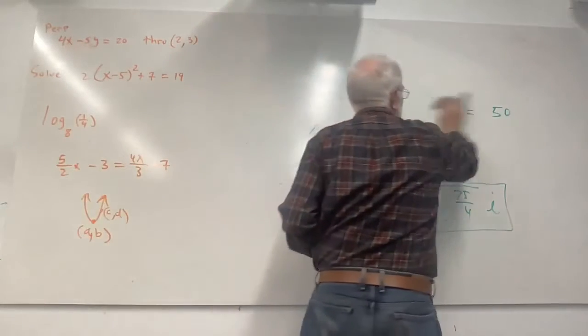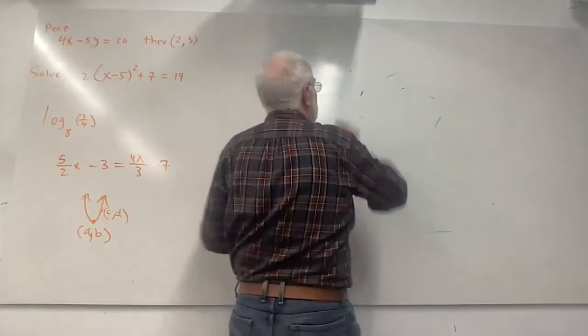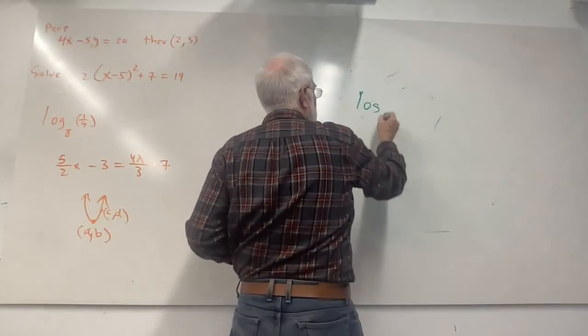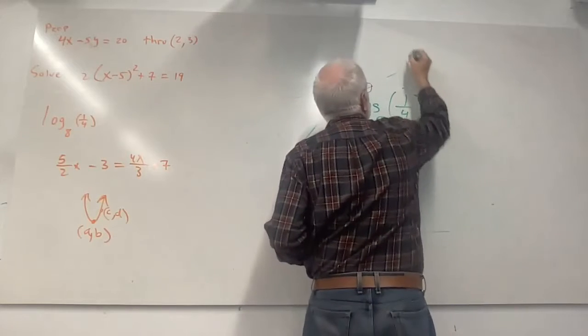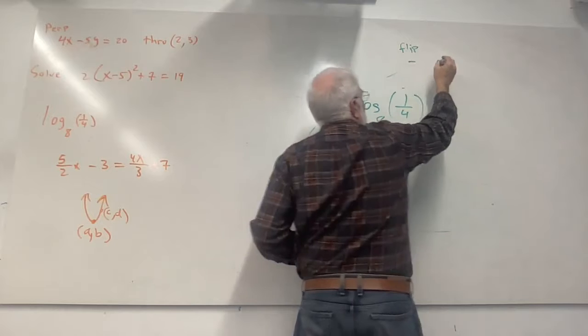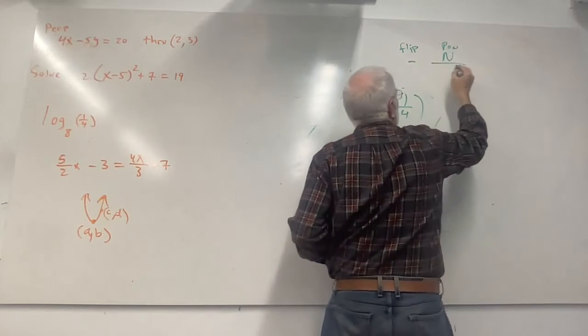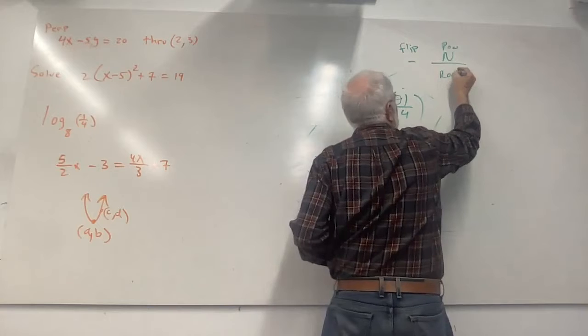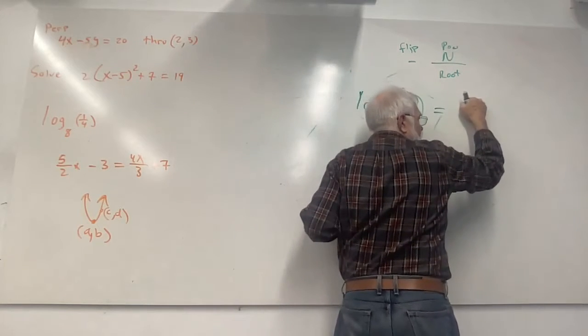Log base 8 of 1/4. Okay, so logarithms are finding exponential values, are finding the 3 things we do with an exponent. A minus sign means to flip your answer, take the reciprocal. A number in the numerator is a power, and a number in the denominator is a root. Those are the 3 things that might show up over here.